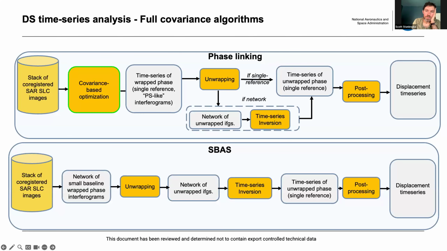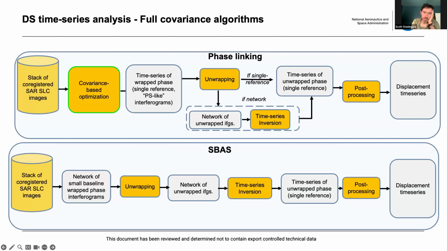But I wanted to put the workflows in this manner to show that there's really not a humongous difference between the two DS techniques of SBAS and phase linking. The key is, you start with the same input co-registered stack. For phase linking, you then do this covariance-based optimization, and so you have a time series of wrapped phase.